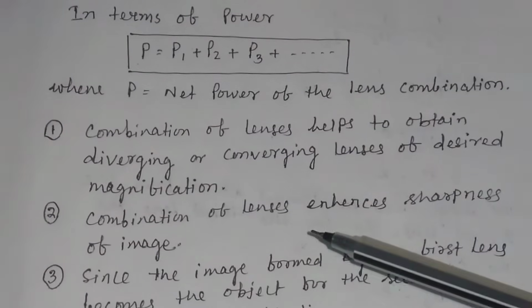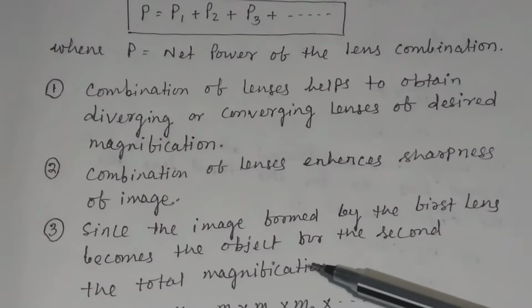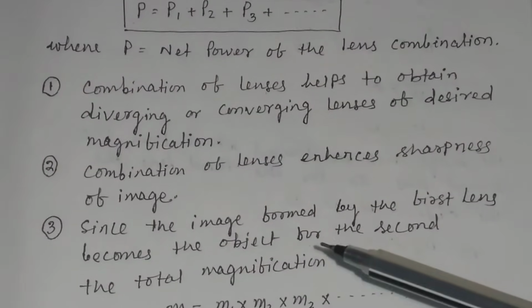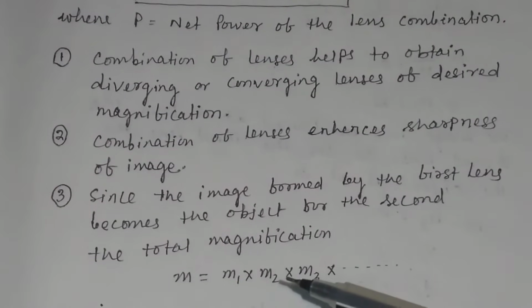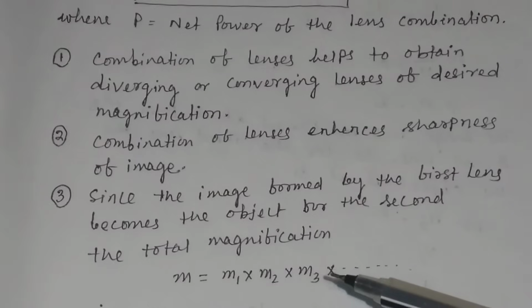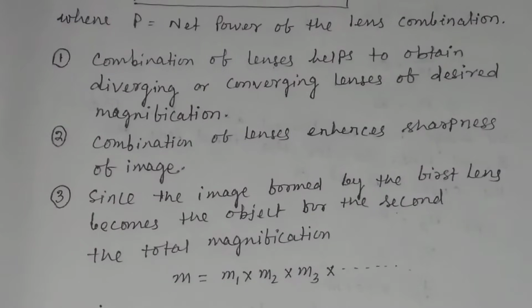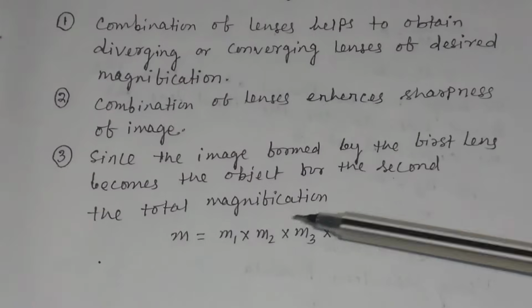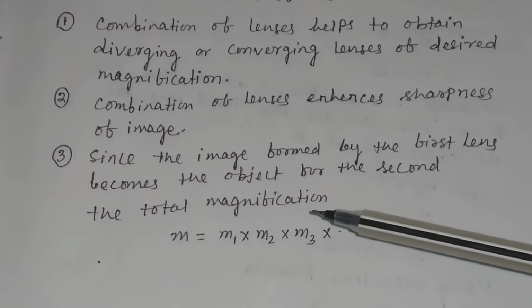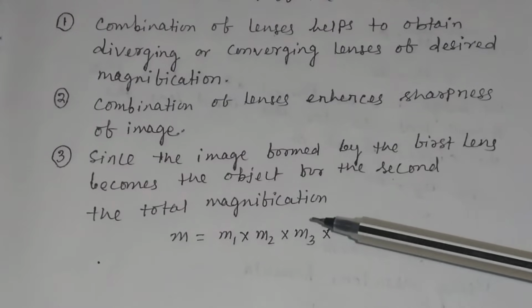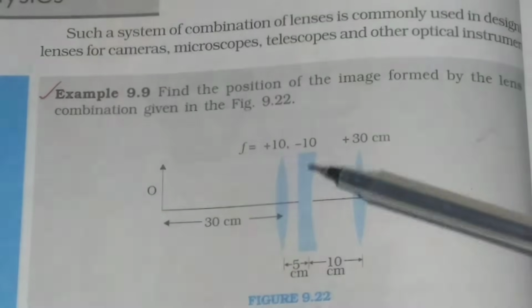sharpness of the image. Since the image formed by the first lens becomes the object for the second lens, the total magnification M is equal to M1 into M2 into M3, where M1, M2 and M3 are the magnifications produced by the respective lenses. Now let us work out a problem.